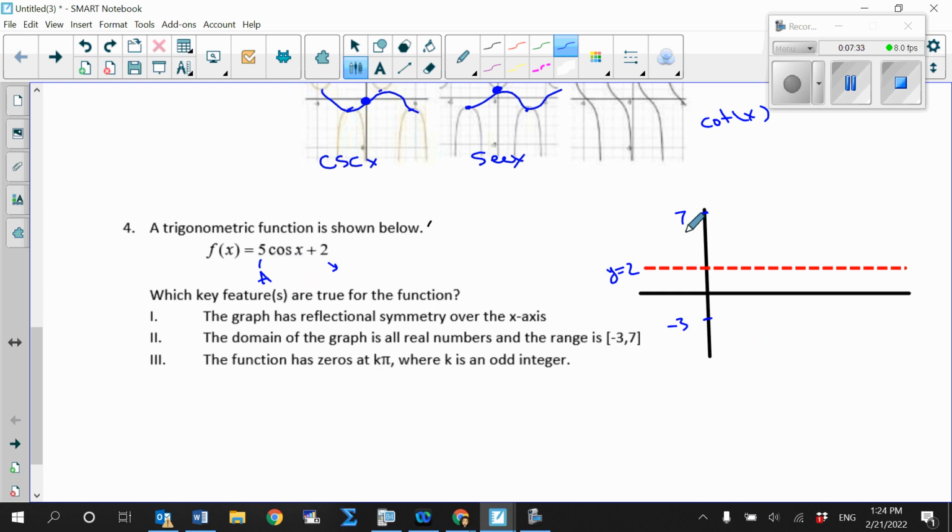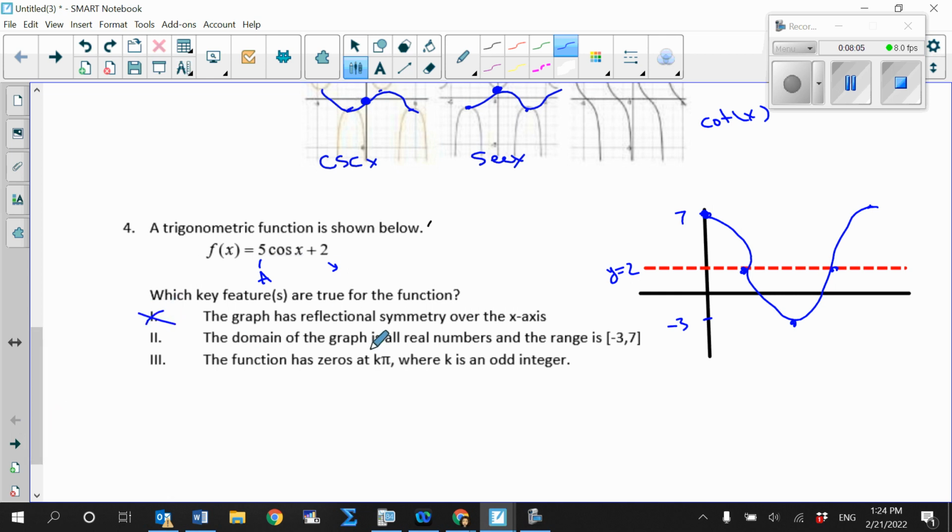Since this is a cosine function, we start with the high point. High, middle, low, middle, high. So this will be the graph. Okay, now let's see, what do we have? The graph has reflectional symmetry over the x-axis. If this was reflectional over the x-axis, that means the top and the bottom side of the x-axis should be reflections of each other, which they're not. So this one is not right.